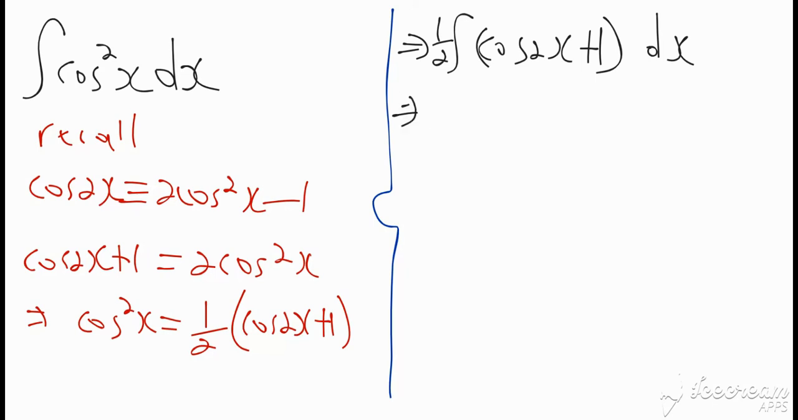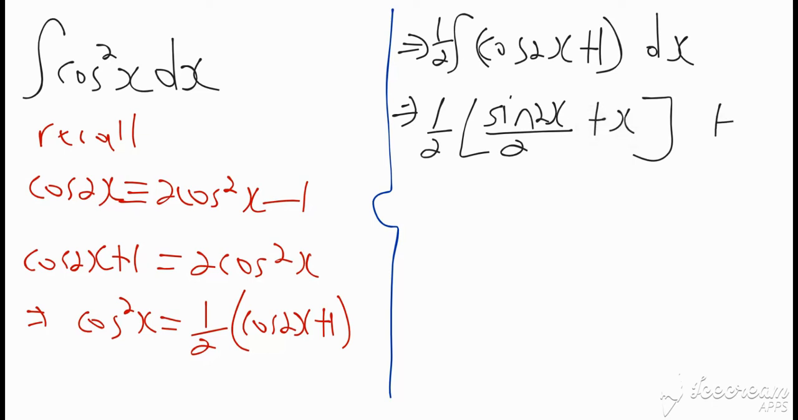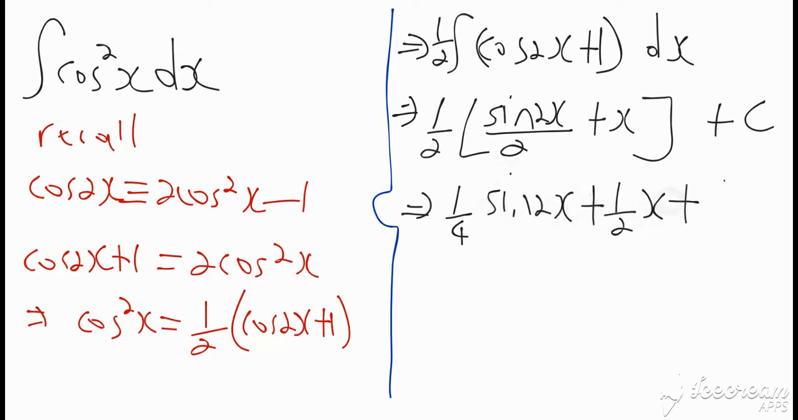Alright, we're quite in a comfortable state now. Now I'm going to have my half outside, which is unaffected. When I integrate cos 2x, I'm going to end up with sine 2x over 2. And when I integrate 1, I'm going to have plus x. And of course, we add our constant of integration. Now, we're not going to leave the function like this. We're going to tidy it up. So this becomes a quarter sine 2x plus a half x plus c. And that is how we integrate cos squared x.